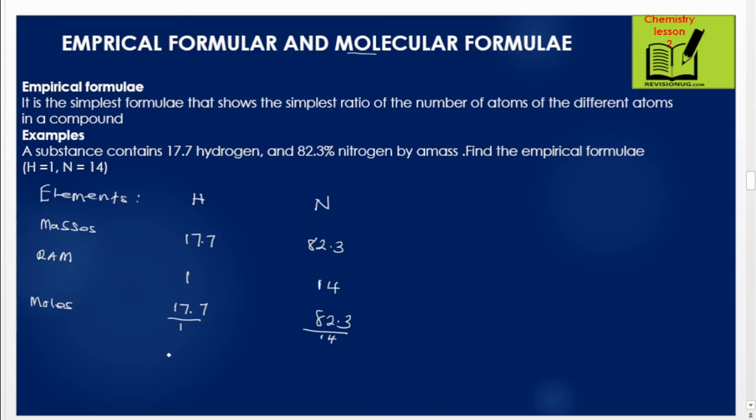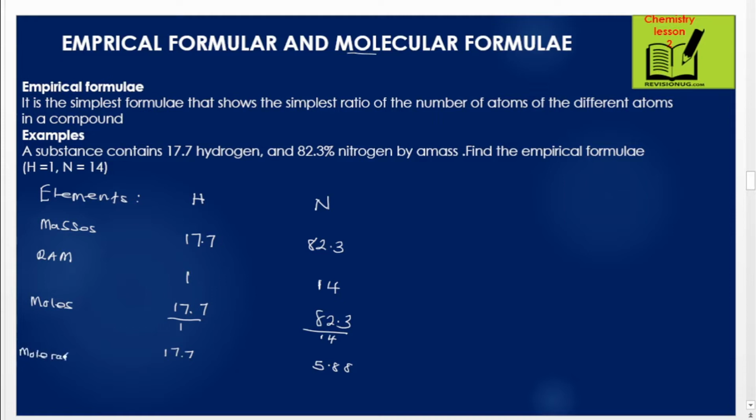Therefore 17.7 divided by 1 is automatic, it gives us 17.7. Then let us get our 82.3. We divide it by 14. What do we get? We get 5.88.